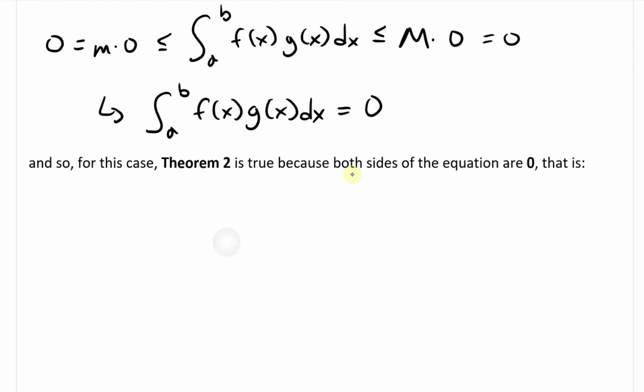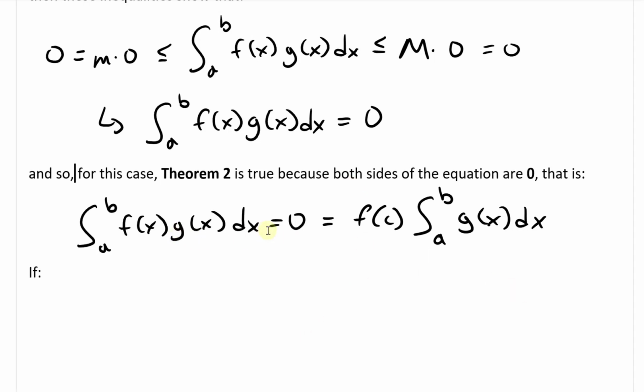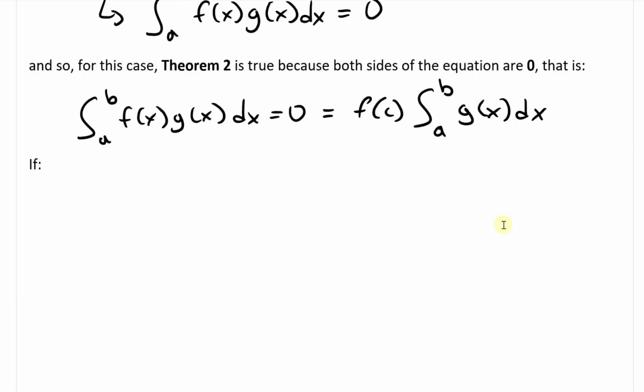Because it's 0, the integral from a to b of f(x)g(x) dx is equal to 0, which equals this constant f(c) times the integral from a to b of g(x) dx. So they both equal 0, because this one goes to 0. Alright, so this is the case where the integral from a to b of g(x) dx is equal to 0.